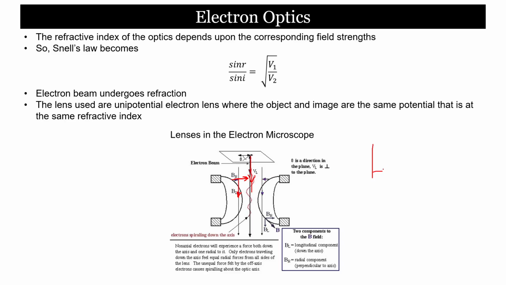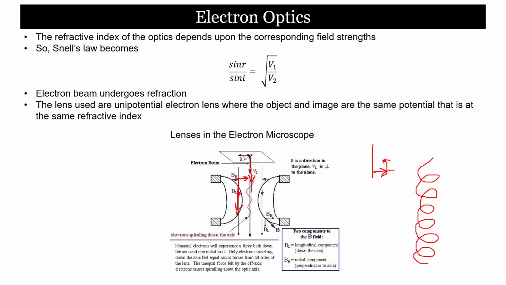Now if the electron is moving in this direction, which I am showing right now, then the longitudinal component, that is this component B_L, will force this electron to go in the backward direction, perpendicular to both. So the combination of the longitudinal and radial components with the velocity of the electron results in a spiral motion of the electron. So the electron follows this spiral kind of motion in the magnetic field.